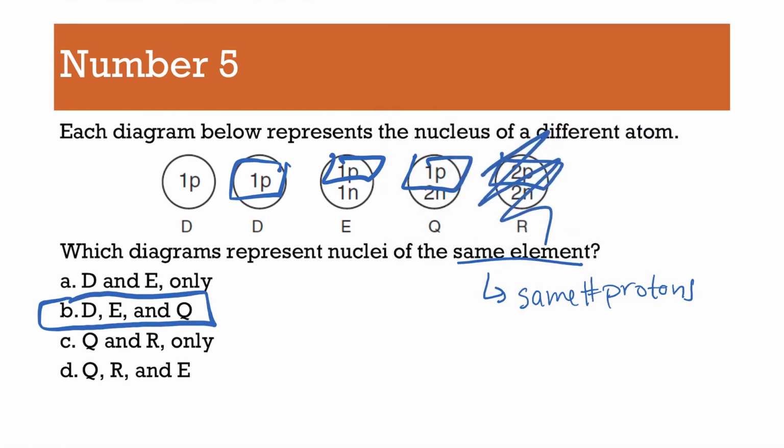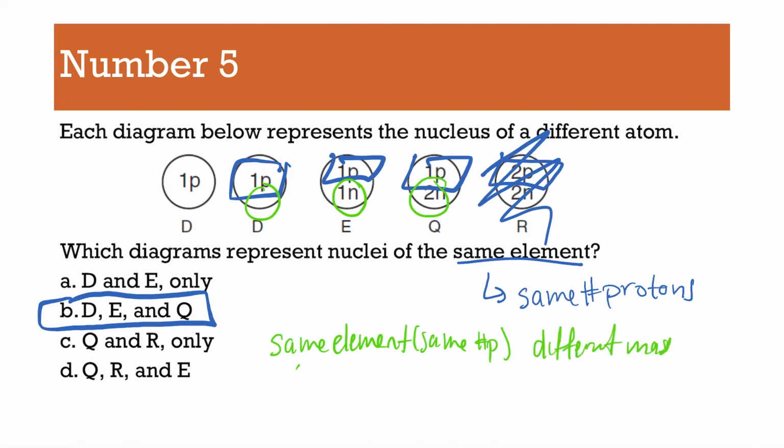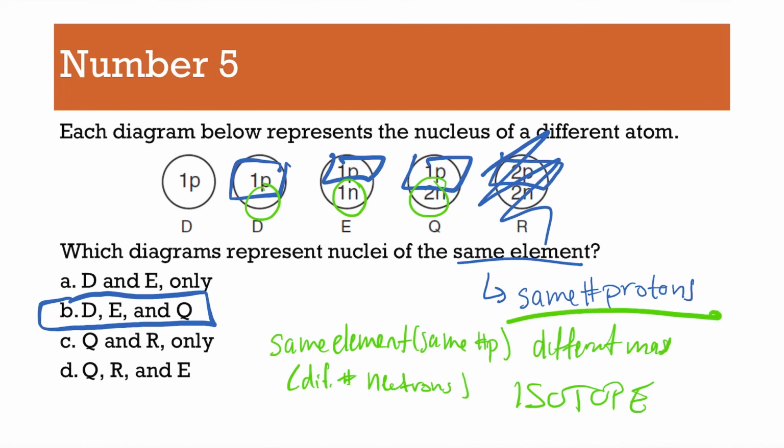Now, the difference between D, E, and Q is the number of neutrons. So if you have the same element, so same number of protons, but you have a different mass, which means you have a different number of neutrons, that is the definition of an isotope. Same element, but a different mass. And in order to keep the same element, but change the mass, you can only change the number of neutrons. But again, same element, same protons, D, E, and Q.